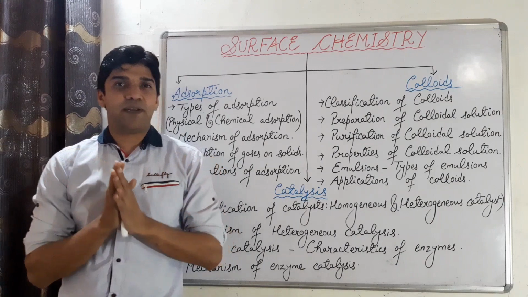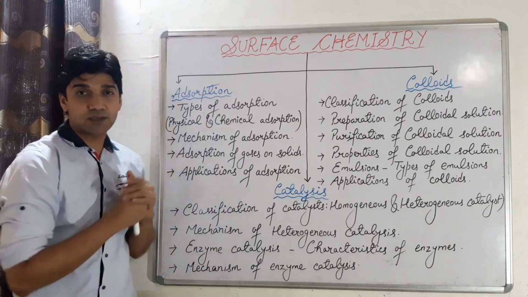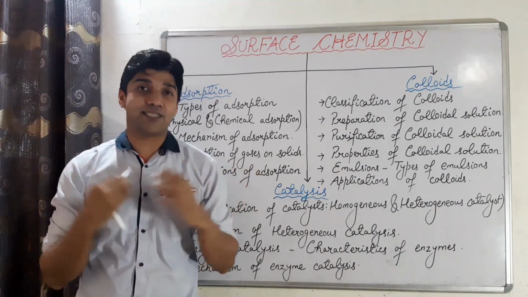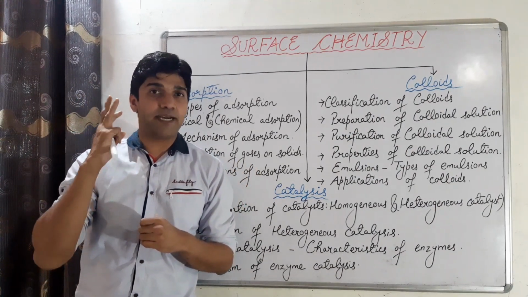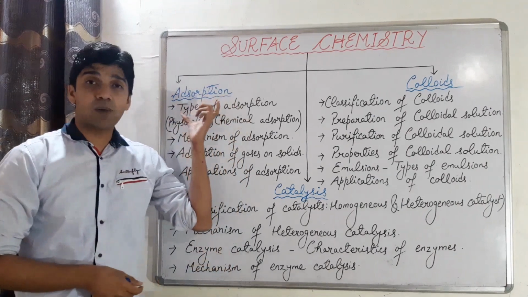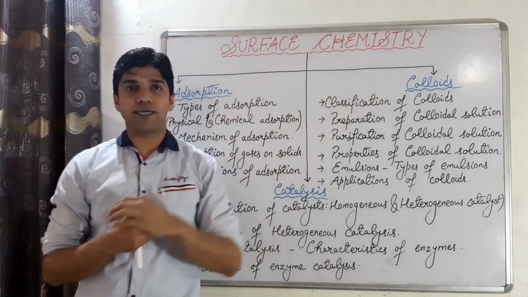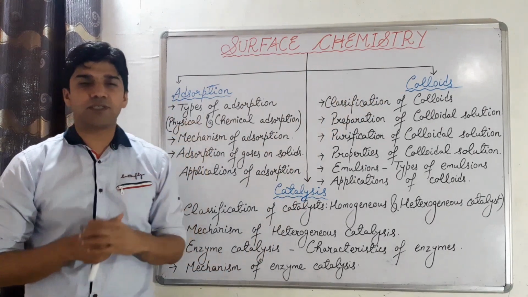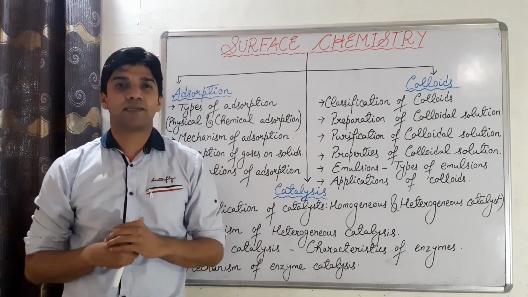So now let's have a brief look upon the contents of the chapter, that what we will learn in this chapter. So in this chapter we will thoroughly discuss three main topics: adsorption, catalysis and colloids. Adsorption, क्या होता है adsorption? ये absorption नहीं है, adsorption है.